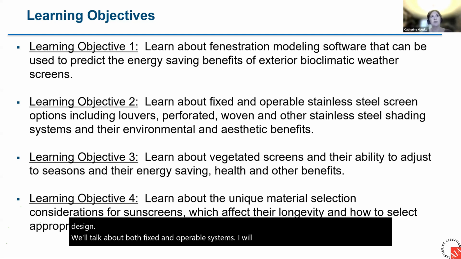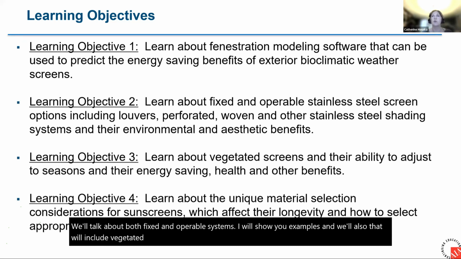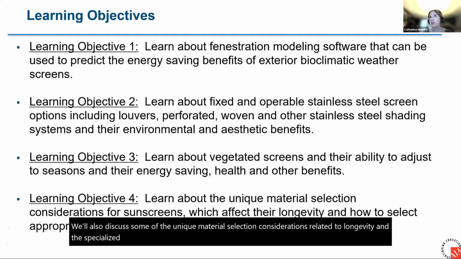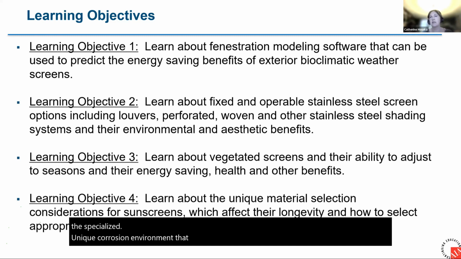I will show you examples, and that will include vegetated screens, which are quite popular in some parts of the world and could be more widely used. We'll also discuss some of the unique material selection considerations related to longevity and the specialized, unique corrosion environment that exists, as well as the structural design standards for stainless steel and some other commonly requested pieces of information.